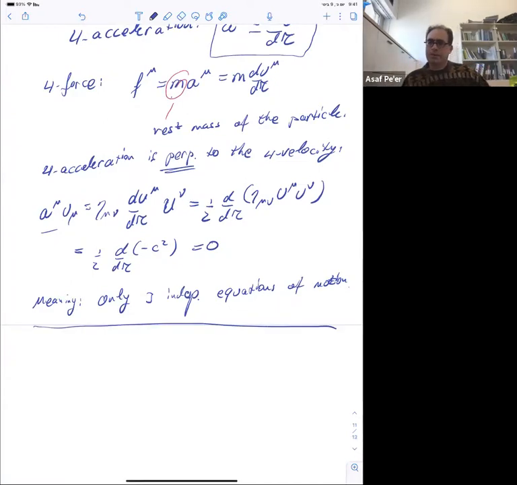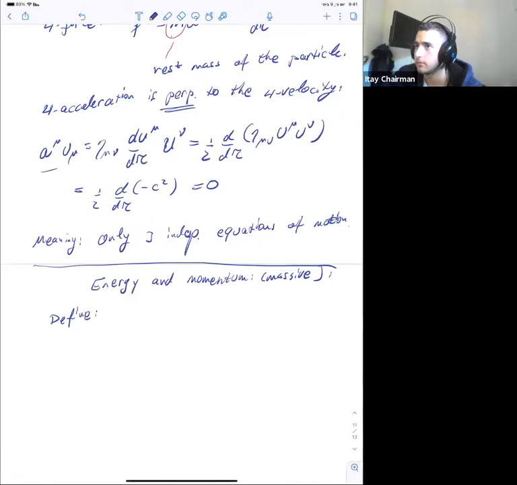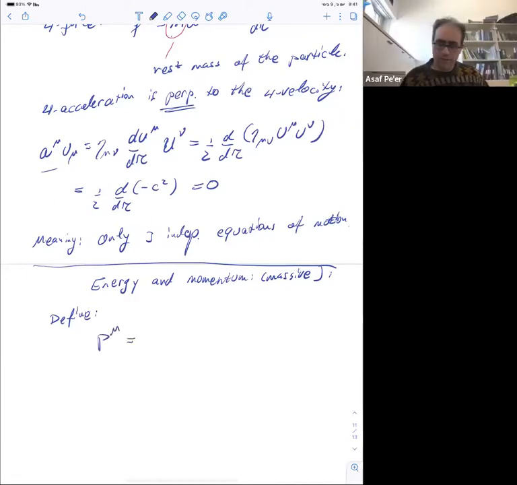Energy and momentum. This is for massive particles. So what would be the natural extension of the four-momentum? The natural extension of the four-velocity would be to define the four-momentum. How am I going to define it? Velocity multiplied by the rest mass. Exactly. P^μ is just defined to be m u^μ, or m dx^μ over dτ.